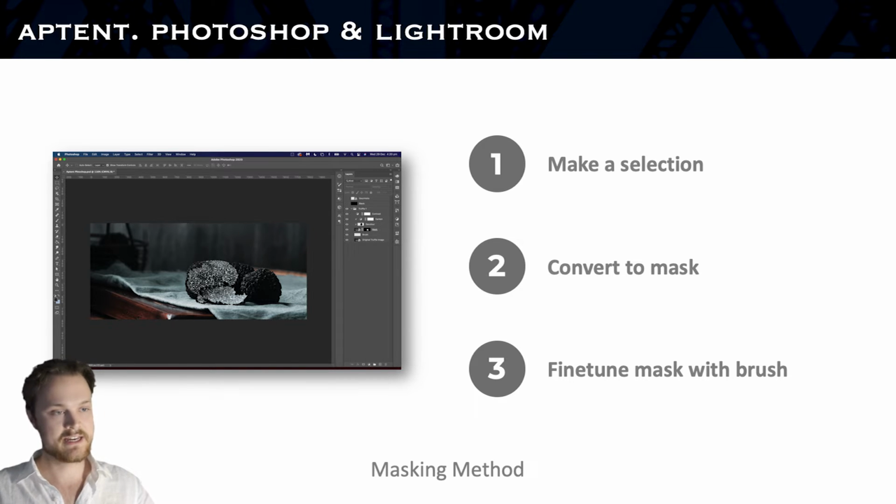That can be using a marquee tool. It can be going up into Select and selecting via Color Range or via Focus, or it can just literally be painting over something, pressing Command and clicking on the part that you've painted over, and then converting it to a mask and then fine-tuning that with black and white brushes within the masking layer. But we'll get to that.